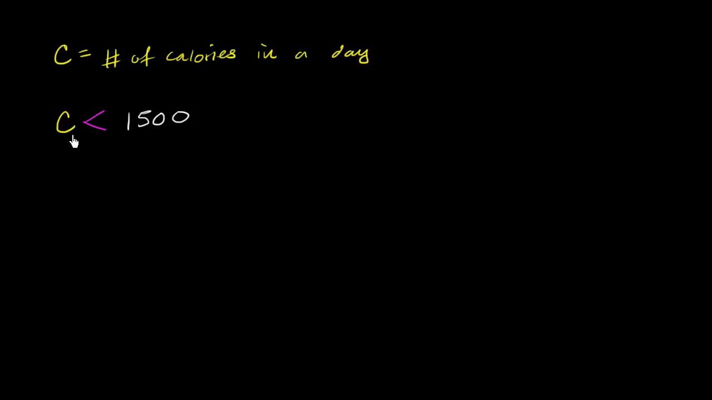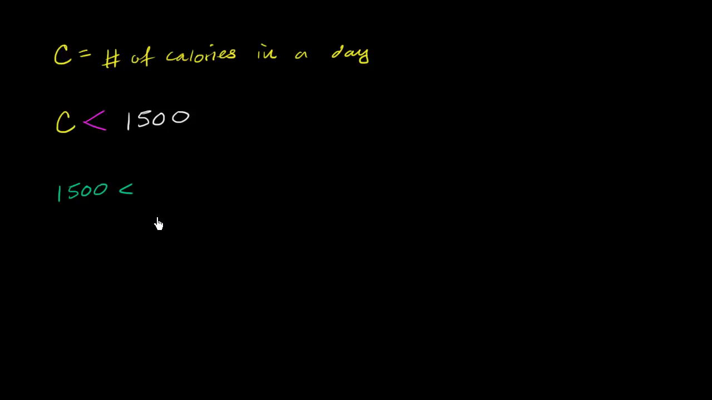Now, one thing to keep in mind when I write that is obviously if I eat no calories in a day, or if I eat 100 calories, or if I eat 1,400 calories, or if I eat 1,499 calories for C, those are all legitimate. Those are all less than 1,500. But what about 1,500 calories? Is it true that 1,500 is less than 1,500? No, 1,500 is equal to 1,500. So this is not a true statement.